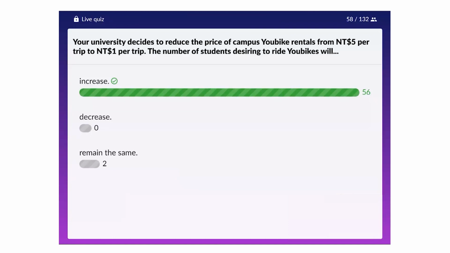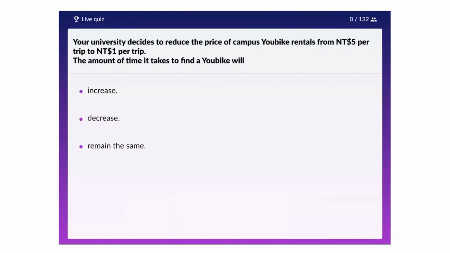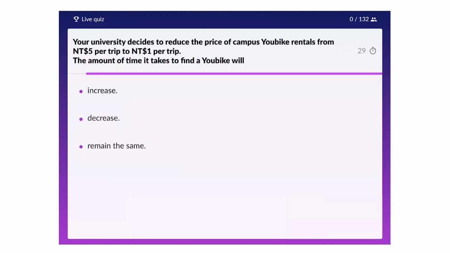Okay, so if you have not joined, please hurry up and scan the QR code because we're going to the next question. How would the amount of time it takes to find a U-bike change? It will go up, increase, decrease, or remain the same. Again, we have 30 seconds to do this. Please start to make your choice.